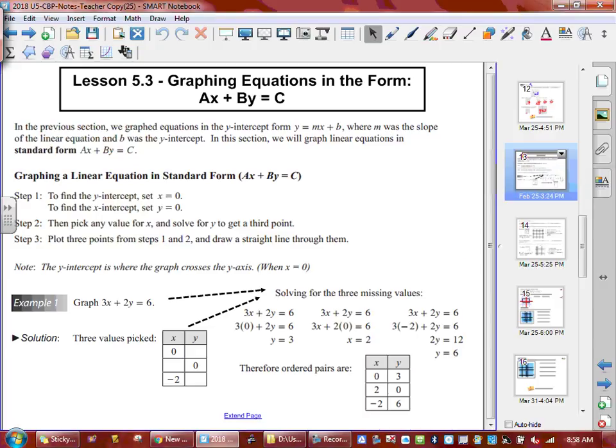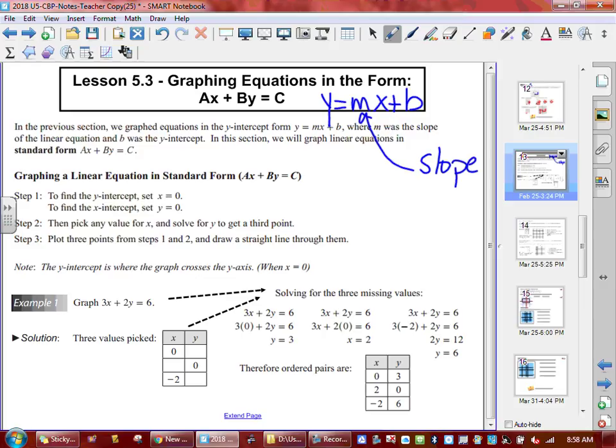Okay, this is Unit 5, Lesson 5.3. We are now going to be talking about different types of equations. Up to this point, we have had equations solved in the y equals mx plus b form, the slope and intercept. Remember, the m is the slope. That's what we call how steep the line is. That's what we call our pattern number.